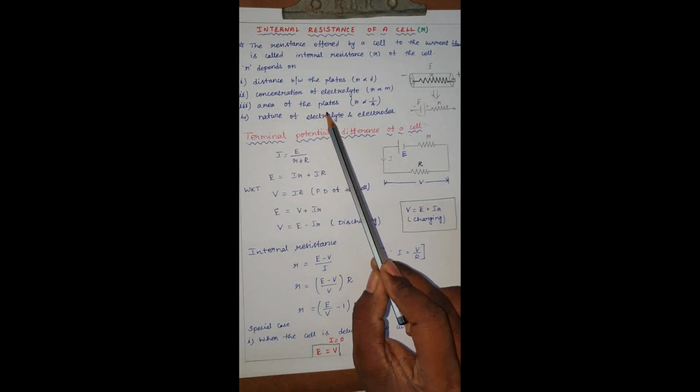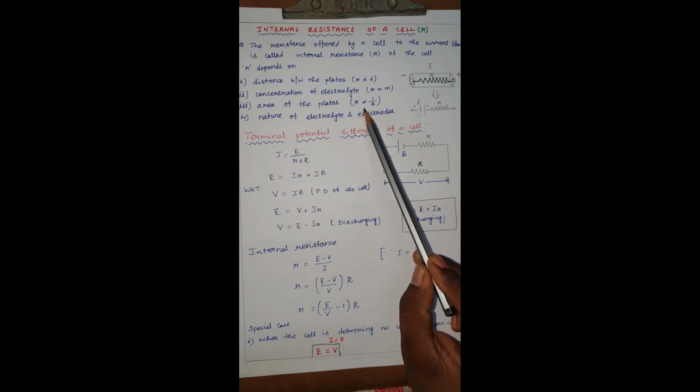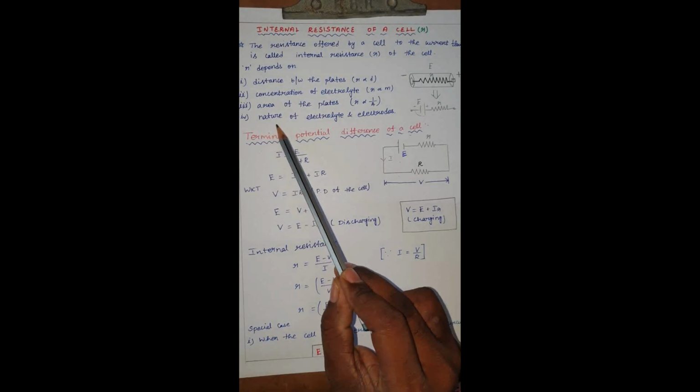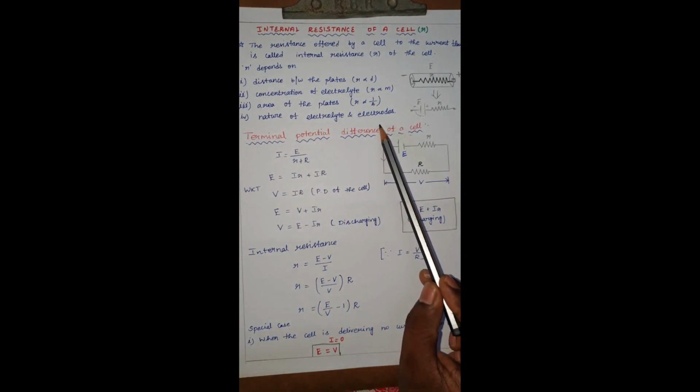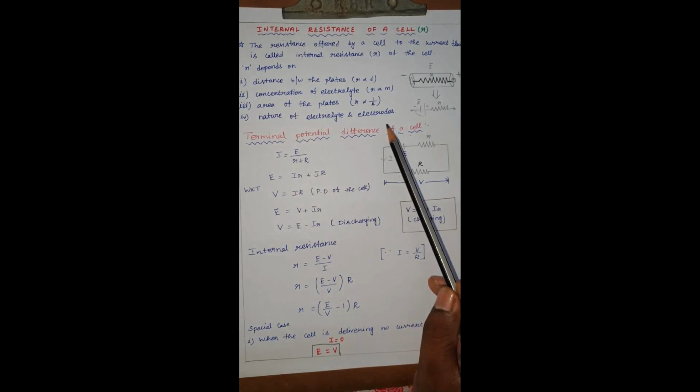Then the area of the plates. You know that whenever the area increases, the resistance will decrease. Here, resistance is inversely proportional to area. Then the nature of the electrolyte and electrodes used, because the resistance can vary for different electrolytes and electrodes. So I can say that the nature of the electrolyte or electrode also determines the internal resistance of a cell.